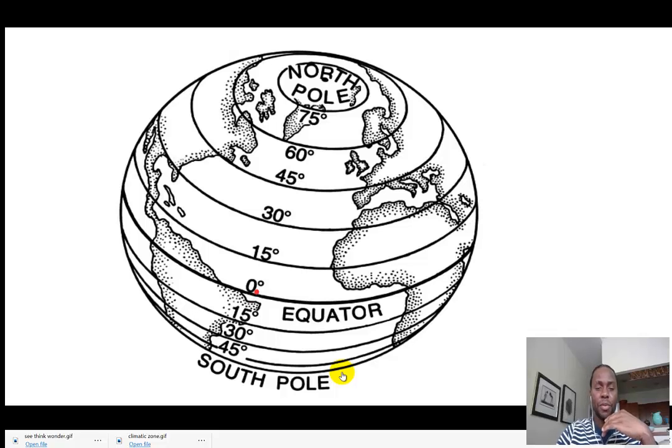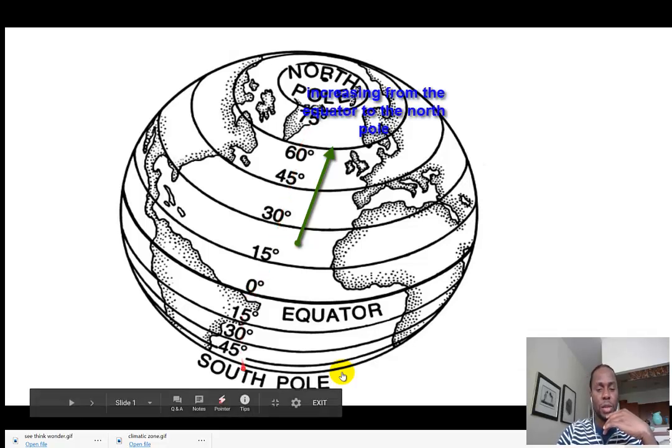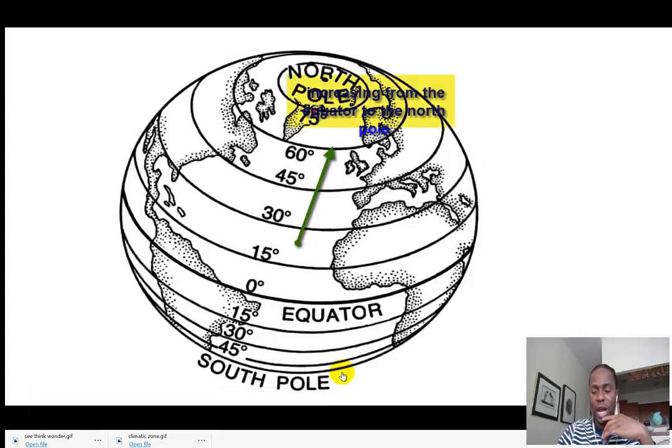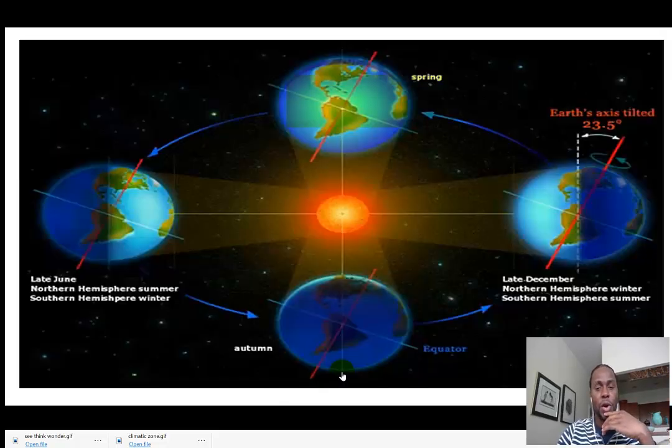And you see from the diagram in front of you that from the equator up towards the North Pole, the numbers of latitude increase in degrees. Similarly, from the equator to the South Pole, the latitude numbers also increase, which means as you go up, the degrees of the latitude increase as well. I just want you to grab that concept because we're going to be using that as we move on.